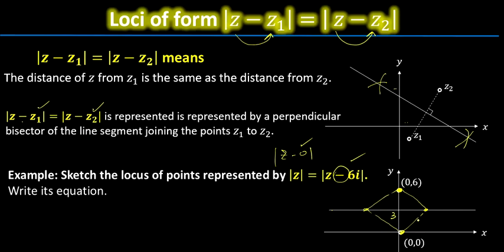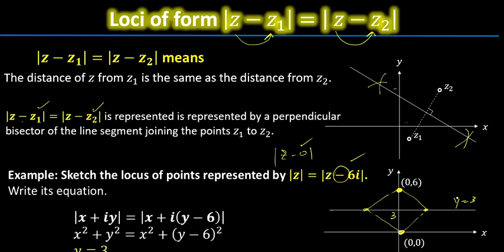Now, if you want to write the equation of the line from the diagram, it's very clear. It's simply y = 3. But if you want to show the steps, how to write this line in Cartesian form, please pay attention. I can replace this z by the general form x + yi, here also x + yi. So this has x + yi minus 6i. These two are imaginary numbers. I've made a group here.